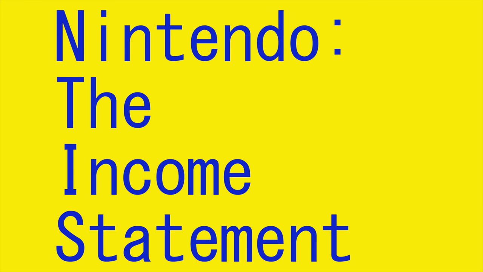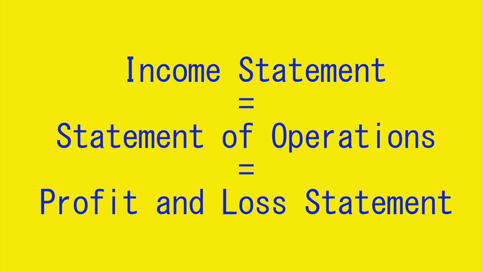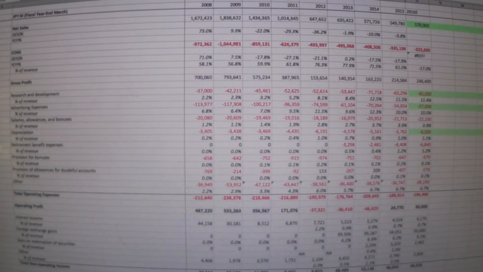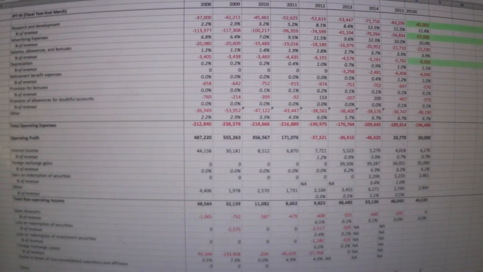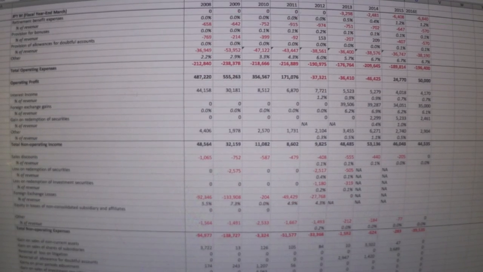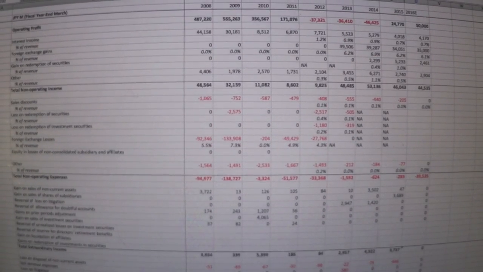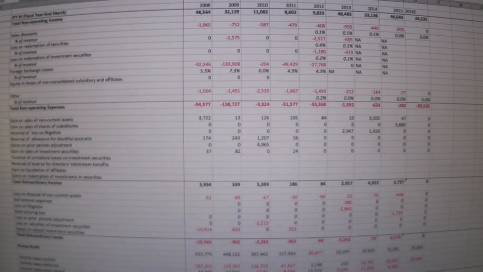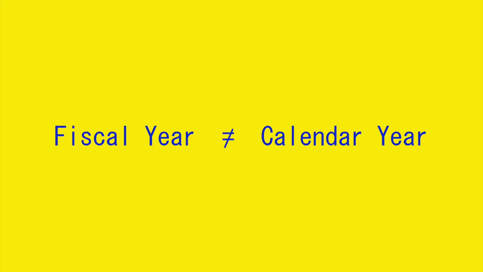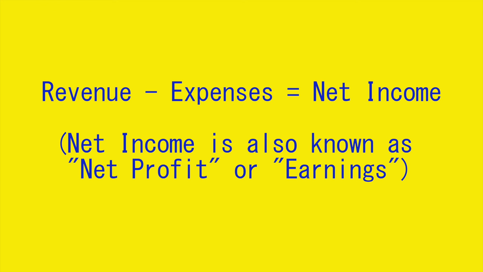Let's start with the income statement, also known as a statement of operations or profit and loss statement. Nintendo's income statement presents the financial results of its business activities in a given period. Here we're looking at their annual results, which follow Nintendo's fiscal calendar, which is a 12-month period ending in March. By the way, this is an example where a company's fiscal year doesn't match with a calendar year, important to keep in mind. The basic equation that underlies the income statement is pretty simple.